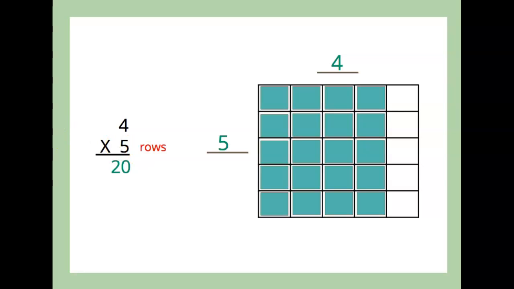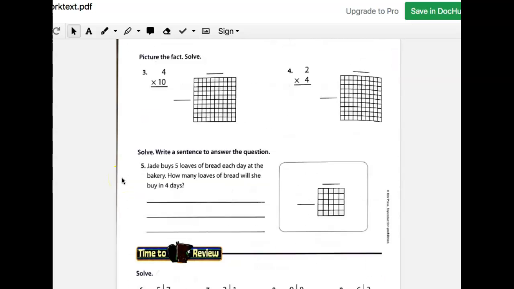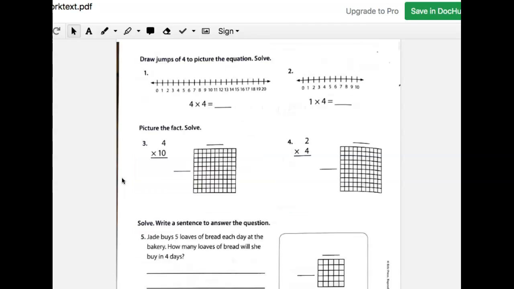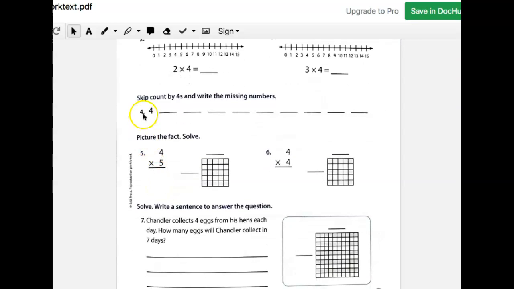Let's now move to our worktext. You should be on page 239, and you have to complete up to 240. On numbers 1, 2, and 3, you're going to draw jumps of 4 to picture this equation. On number 4, you're going to skip count by 4s and write the missing numbers. Numbers 5 and 6, you'll have to picture the fact as an array. And don't forget you're reading from the bottom to the top, so it's 5 rows of 4, 4 rows of 4.